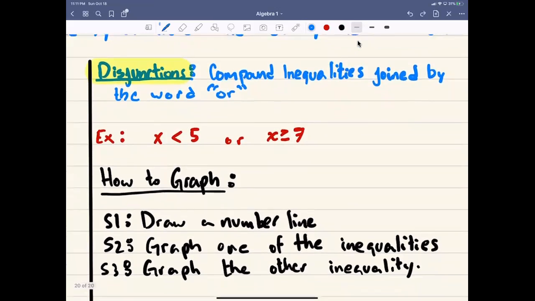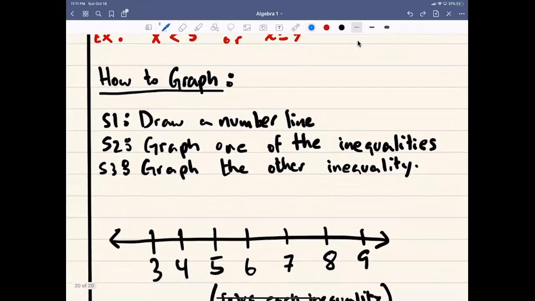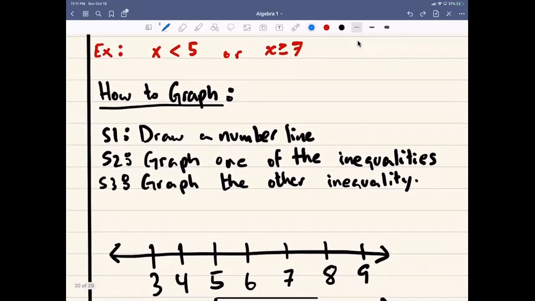How do you graph these? Well, it's pretty straightforward. Step number 1, you draw a number line, which we already have for us. Step number 2 is graph one of the inequalities. So let's graph x is less than 5, right? That's going to give us an open circle at 5. And we're saying x is less than, so we want the numbers smaller than 5, so we're going to go to the left. And let's just shade that in. And this is x is less than 5.